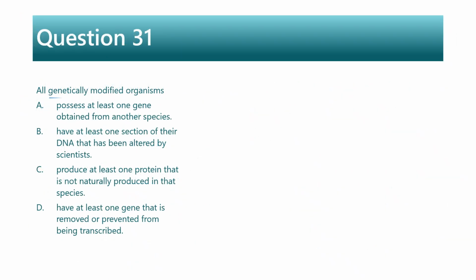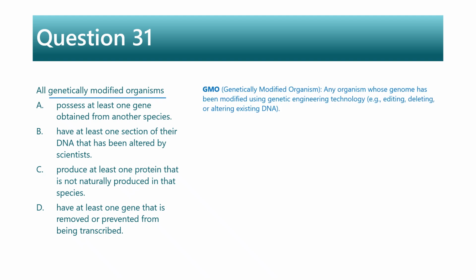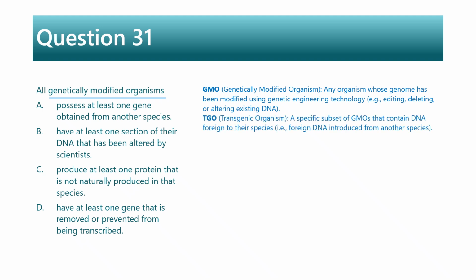This question asks us to identify the defining feature shared by all genetically modified organisms. The key to solving this instantly is understanding the distinction between a GMO and a TGO. GMO, genetically modified organism, any organism whose genome has been modified using genetic engineering technology, e.g., editing, deleting, or altering existing DNA. TGO, transgenic organism, a specific subset of GMOs that contain DNA foreign to their species, i.e., foreign DNA introduced from another species.